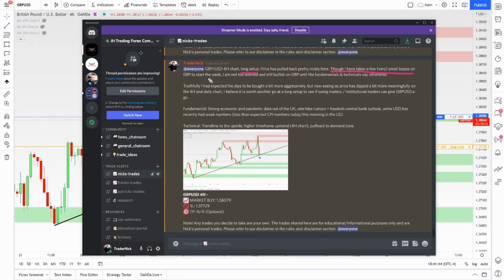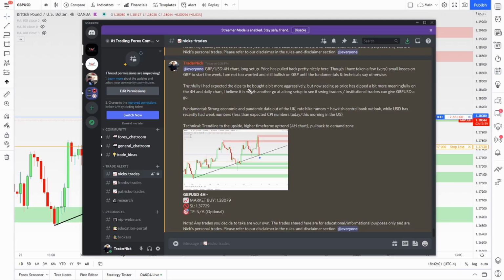We've taken a couple L's today on the pound to start the week. I'm not too worried and still bullish on the pound until the fundamentals and technicals tell me otherwise. Until they tell me I should be out of the trades or even shorting the pound, I will try and make the best of the situation and look for opportunities and stay objective with my trading.